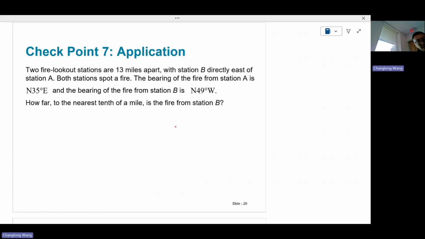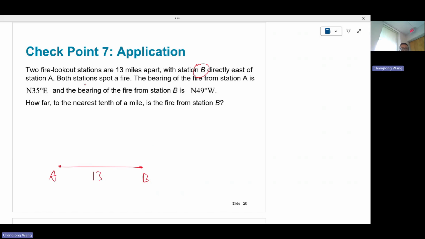Anyway, so now let's work this out to have a closure of the law of sines. They say there are two fire lookout stations 13 miles apart, right? Station B is directly east of station A. So let's have a diagram just to visualize what's going on. All right, so B is to the east of A, and they are 13 miles apart from each other.